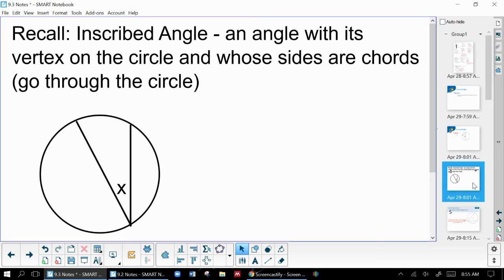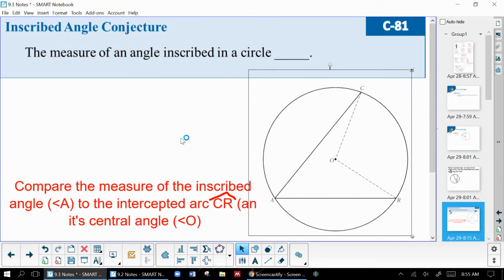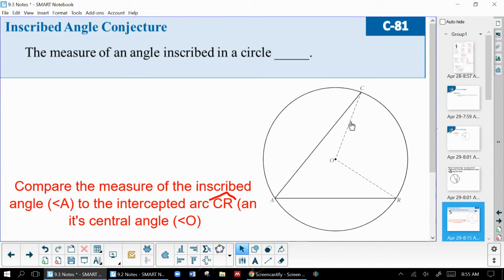So before we get started, yesterday we talked about what an inscribed angle is. It's an angle with its vertex on the circle whose sides are chords, meaning that they go through the circle. Those sides could obviously extend outside the circle, that would be fine, but they have to go through the circle. You can't have an angle with just a vertex on the circle and then its side going off out of the circle like that. So we're first going to look at what the measure of an arc intercepted by an inscribed angle is going to be.